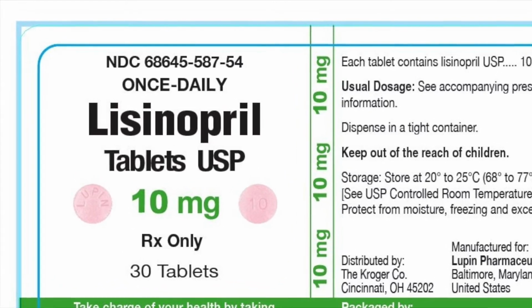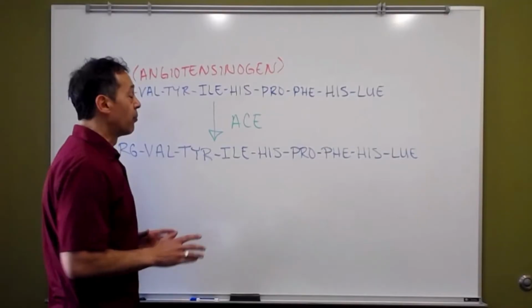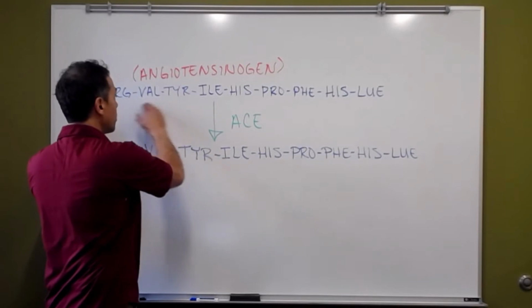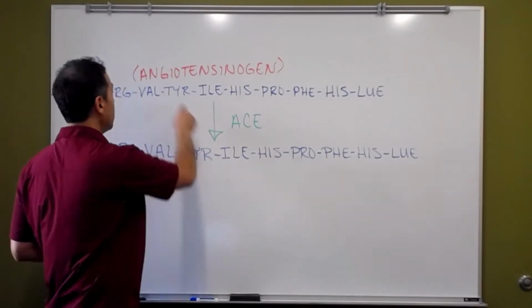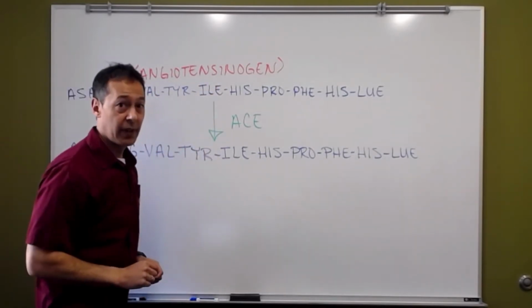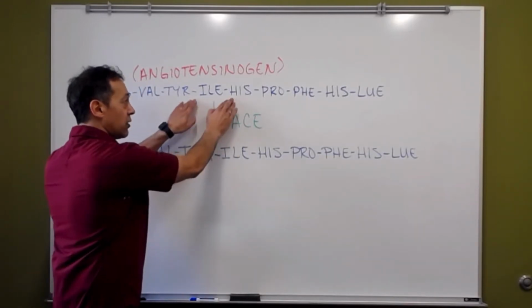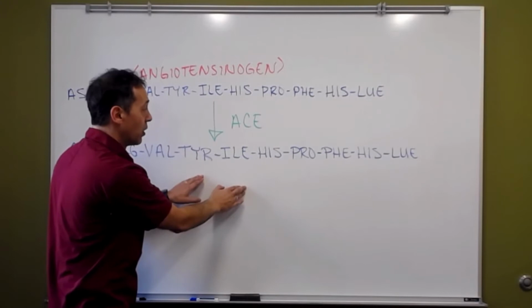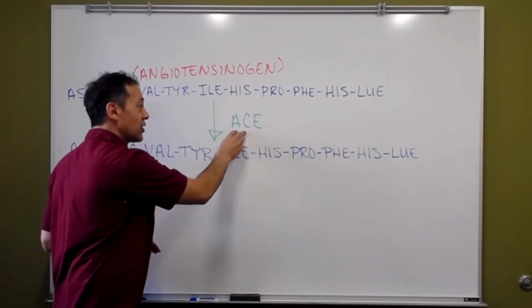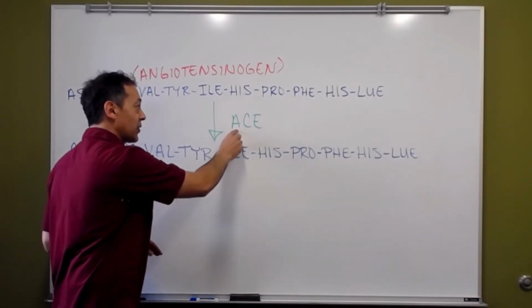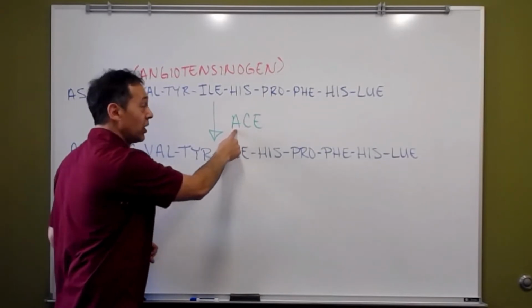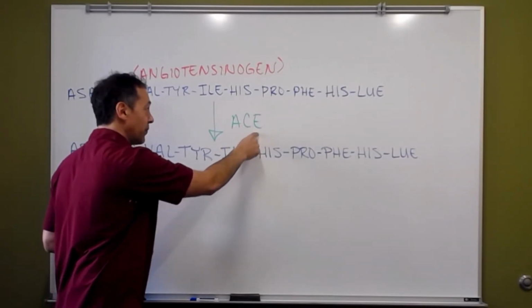So here's how this works. Our body produces this long string of amino acids here called angiotensinogen. Now angiotensinogen gets converted from its inactive form to its active form by an enzyme called ACE. It's an angiotensin conversion enzyme, ACE.